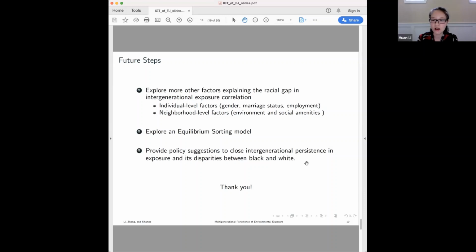environmental justice, because the literature already suggested that to deal with environmental justice, we need to provide some policy to promote minorities living in good areas. But in our paper, we try to use our analysis to see how we close the intergenerational persistence in environmental justice. So that is all for my presentation. Any questions, comments, suggestions are very welcome.